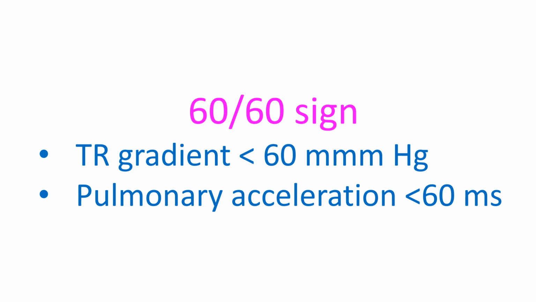High TR gradients may indicate chronic thromboembolic pulmonary hypertension, especially in the presence of right ventricular free wall hypertrophy, suggesting long-standing pulmonary hypertension. False positive results have been noted in pulmonary fibrosis and acute respiratory distress following lung resection. 60/60 sign has been noted to have a sensitivity of 25% and specificity of 94% in one study.